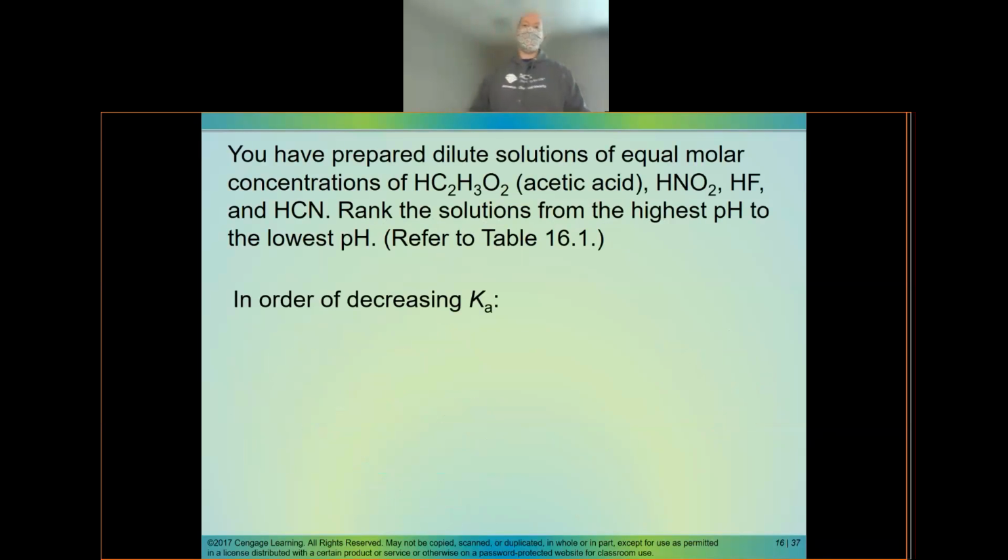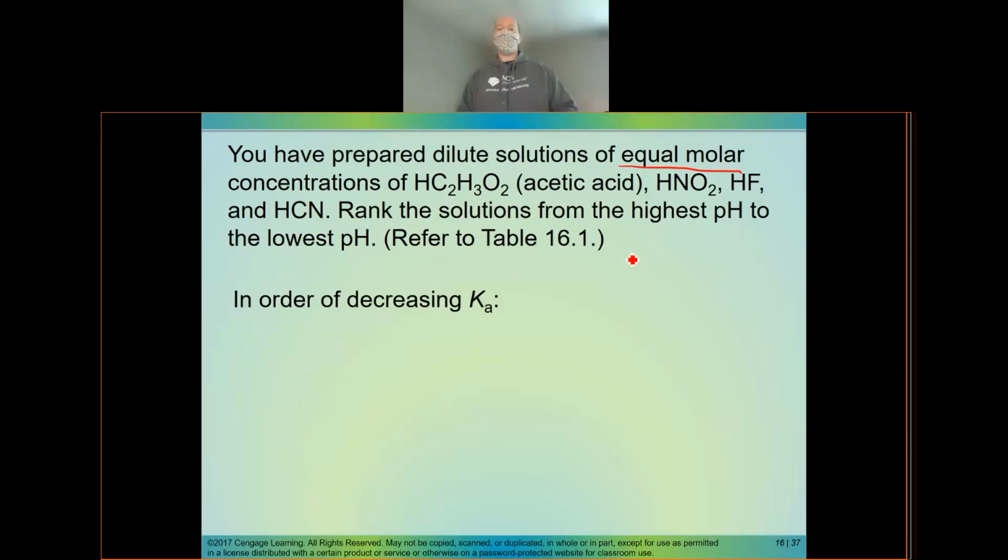All right, so you have prepared dilute solutions of equal molar, all the same concentrations. So every concentration is the same. We picked out acetic acid, we picked out nitrous acid, and hydrofluoric acid, and hydrocyanic acid. And we want to rank these from highest pH to lowest pH.